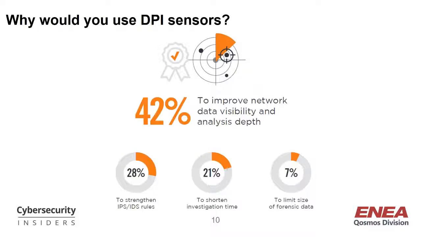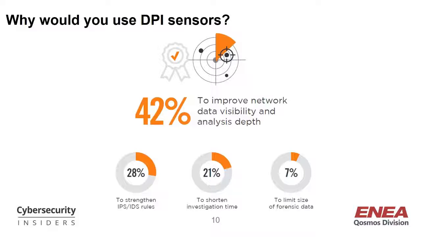Exactly. Thank you, Eric. Next, we dug a little deeper to find out why organizations are using, or considering using, DPI sensors. And the survey shows that organizations are using DPI sensors for a wide array of objectives. Number one being to improve network data visibility and depth of analysis. Eric, how would you interpret this finding as to why people use DPI sensors?